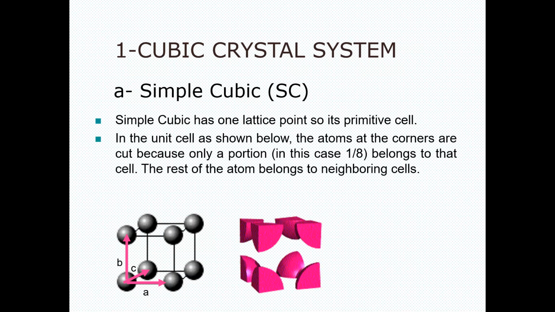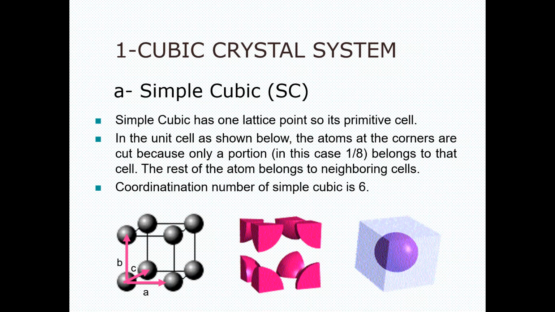Just like you can see here, in the unit cell, the atoms at the corners are cut, because only a portion, that is 1/8, belongs to that cell. The rest of the atom belongs to the neighboring cell. So the coordination number for the simple cube is equal to 6.